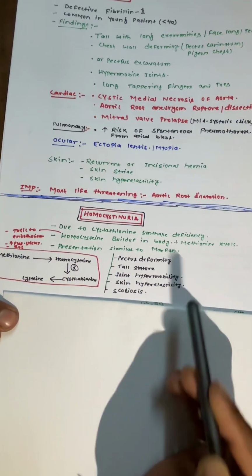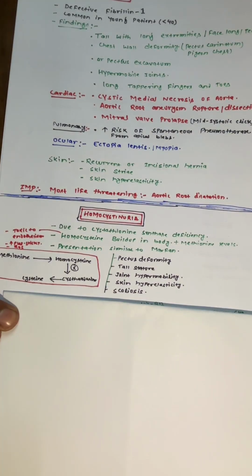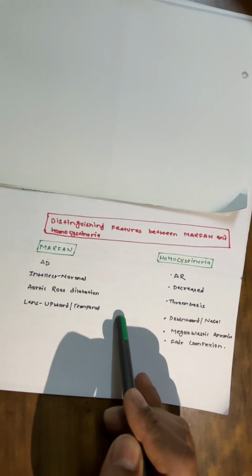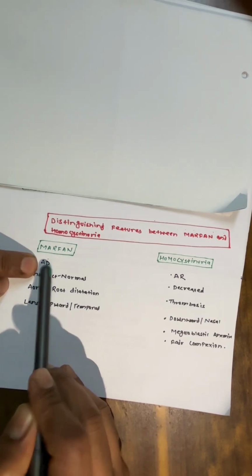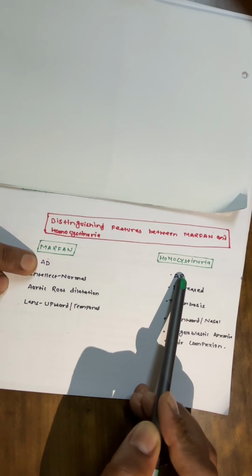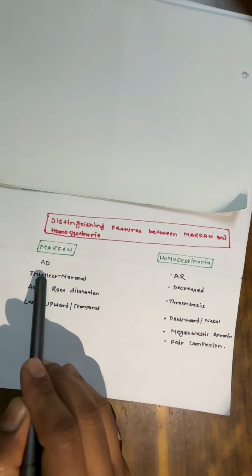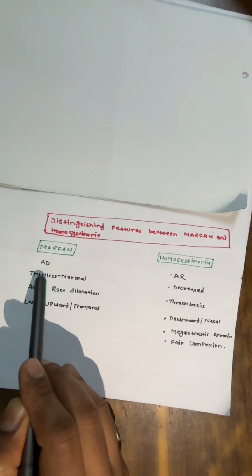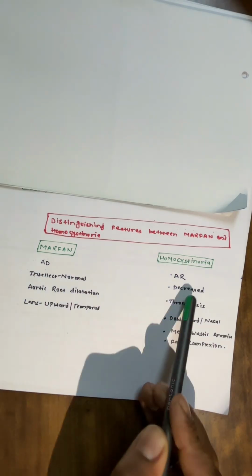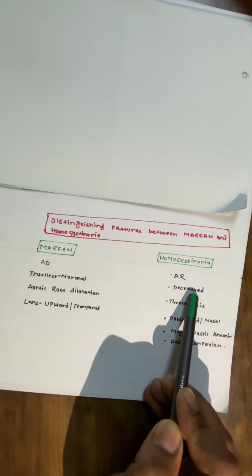Now I'll tell how to differentiate them and what the decoding features are in a clinical vignette, using this checklist. Always remember, Marfan syndrome is autosomal dominant, homocystinuria is autosomal recessive. While talking about intellect, in Marfan syndrome the intellect is normal, but in homocystinuria the intellect will decrease.